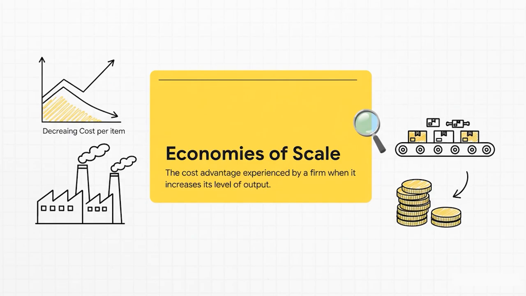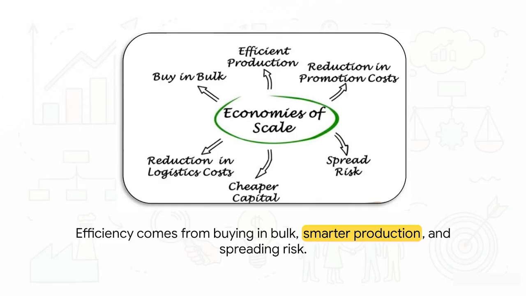And when you're thinking about the long run, this amazing thing can start to happen. It's called economies of scale. It sounds complicated, but it's not. It just means that as you get bigger and produce more stuff, the cost to make each individual item can actually go down. So how does that even work?